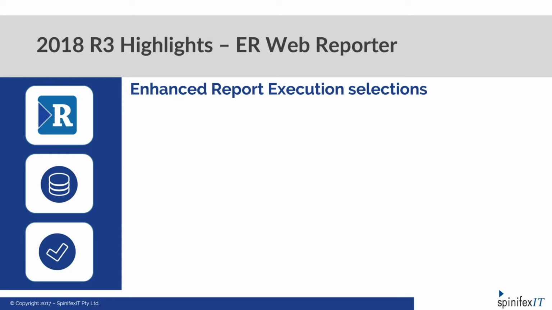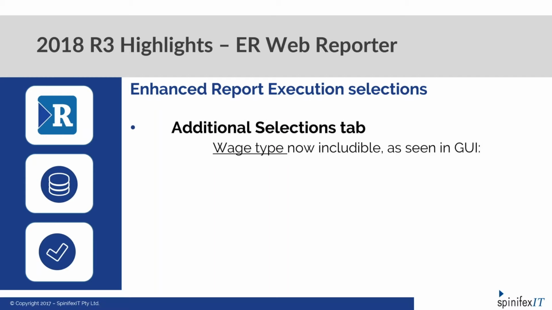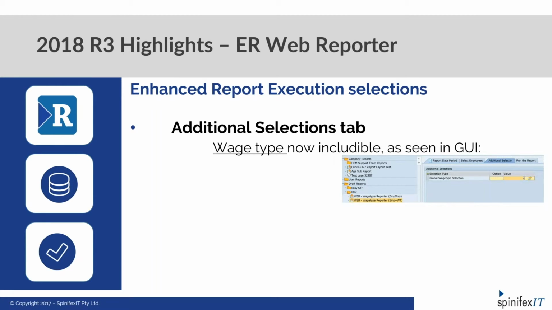First up is if you are using our web reporter version of Easy Reporter, which allows you to execute the reports from a web browser rather than the on-premise GUI. We have enhanced the solution option capabilities to more closely match the GUI version. For example, you will now be able to add wage type as a selection to the Additional Selections tab. As you see here from the GUI view, I'll show you how it looks in Web Reporter on the next slide.